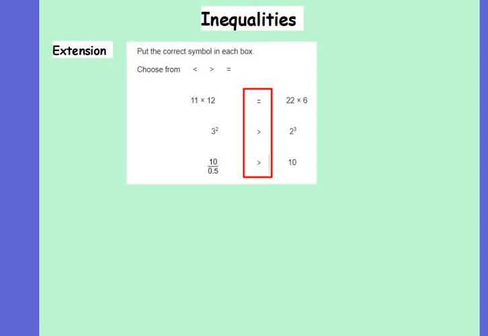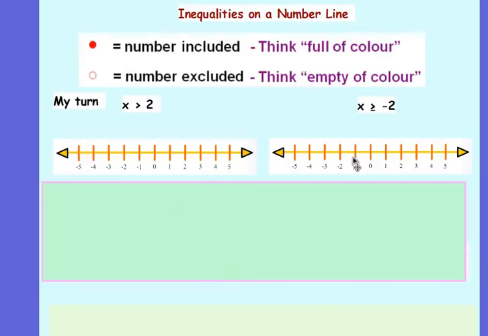Okay, Year 8, let's have a go at putting these onto number lines. So first of all, I'm going to tell you that if you see a filled in dot on a number line, it means whatever number that dot is on, that number is included, okay? If you see an empty circle, that means whatever number that dot is on, that number is excluded.